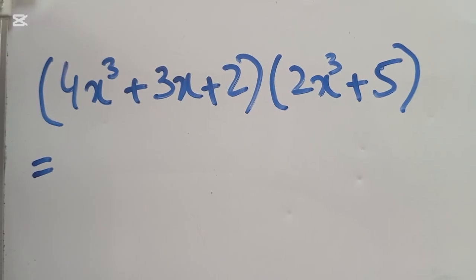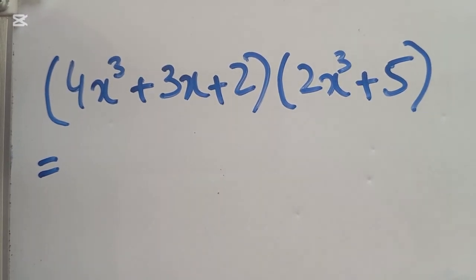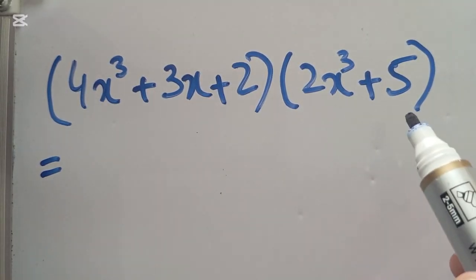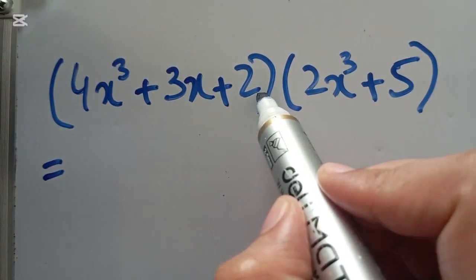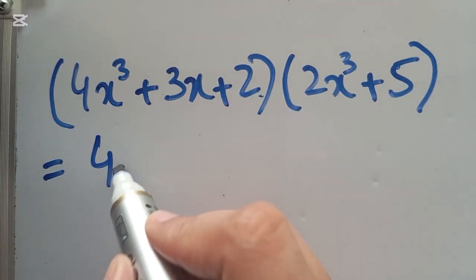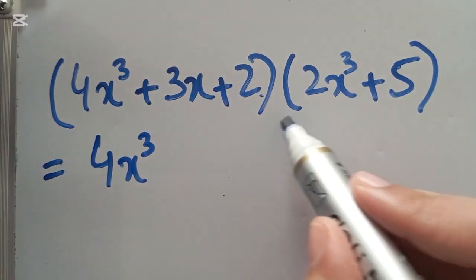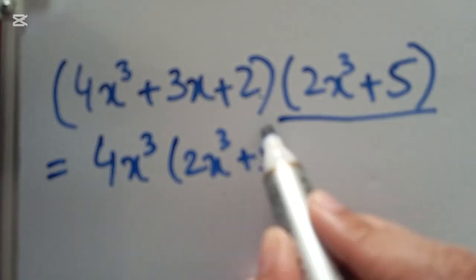Now let's solve these two polynomials. One polynomial is 4x cubed plus 3x plus 2, and the second polynomial is 2x cubed plus 5. The method will remain the same. So first of all, in the first polynomial, take the first term, that is 4x cubed, and multiply it with the second polynomial, that is 2x cubed plus 5.